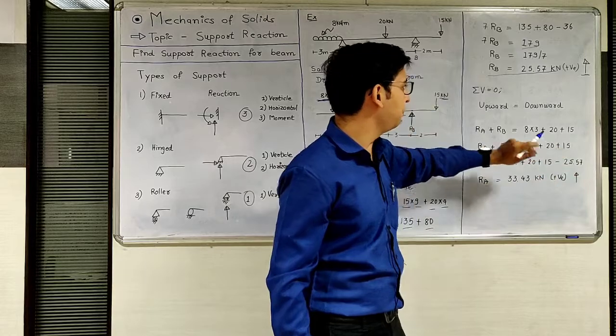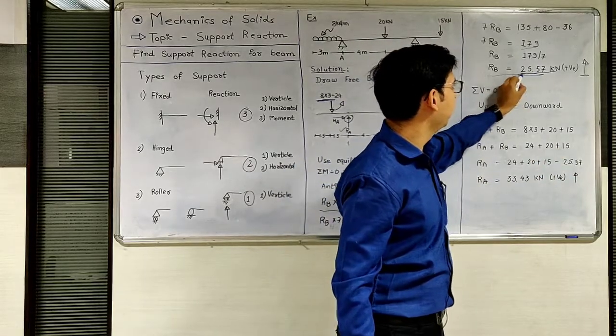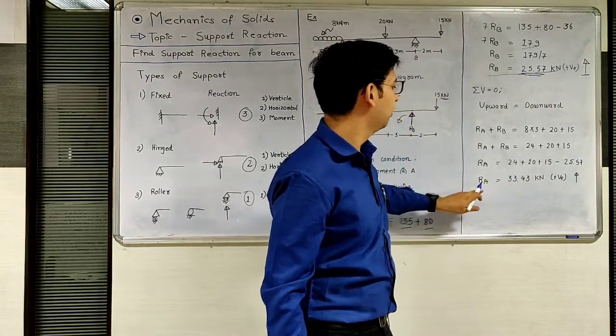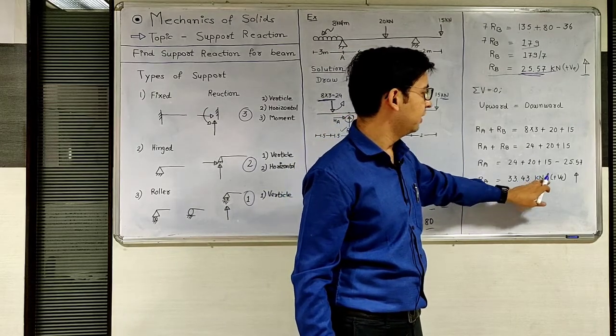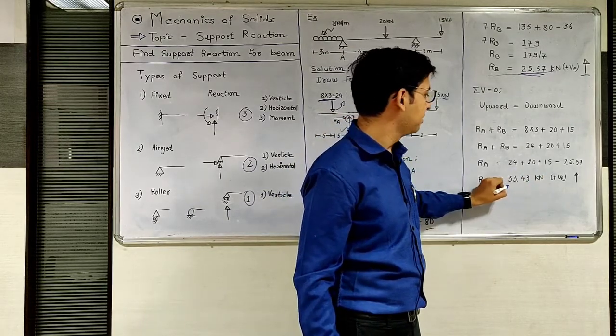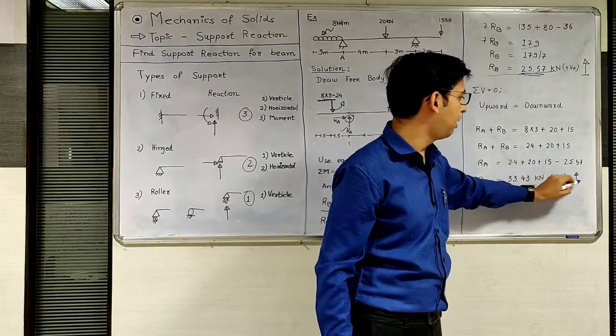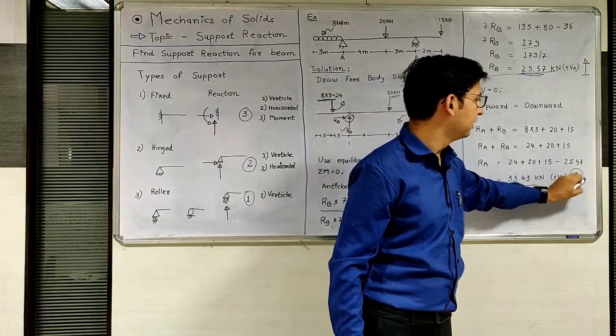Now the value of RB is 25.57. So RA equal to 33.43 kilonewton, and the answer is positive. So the upward direction is correct.